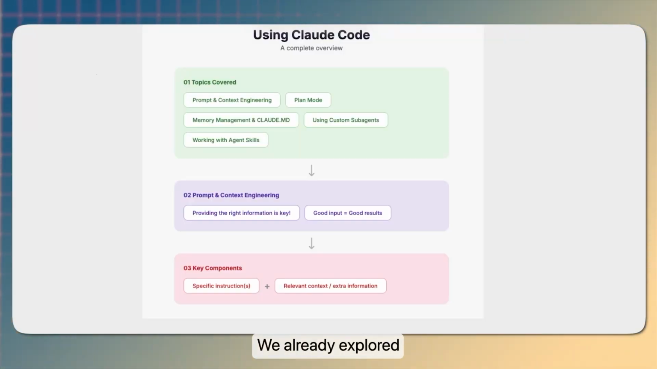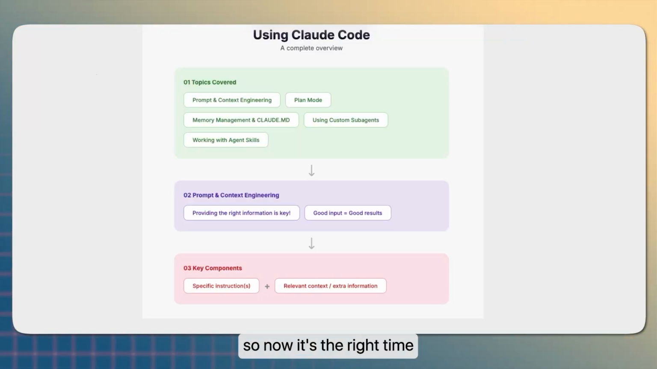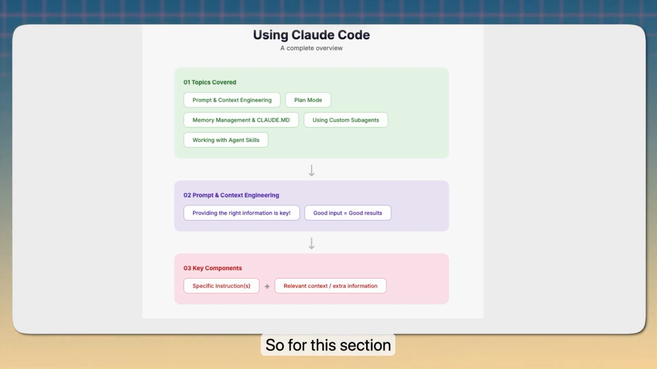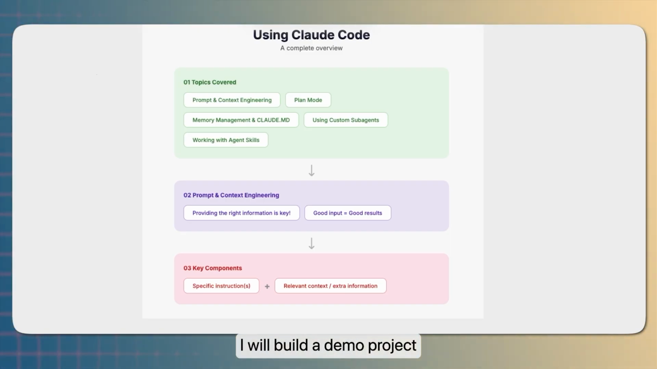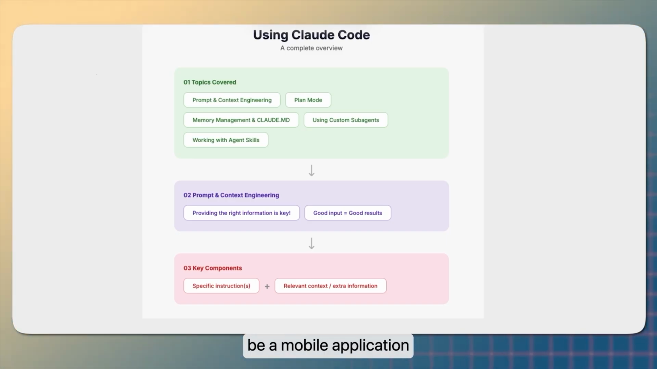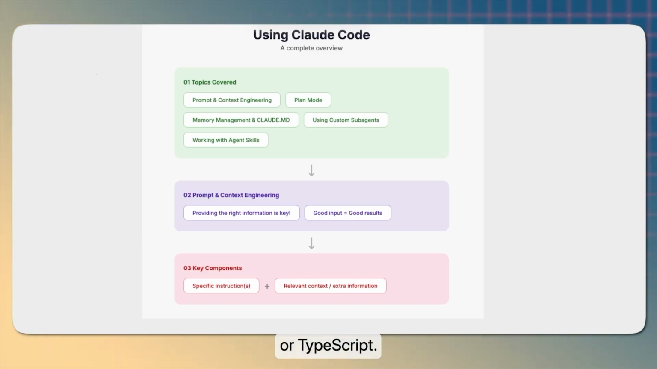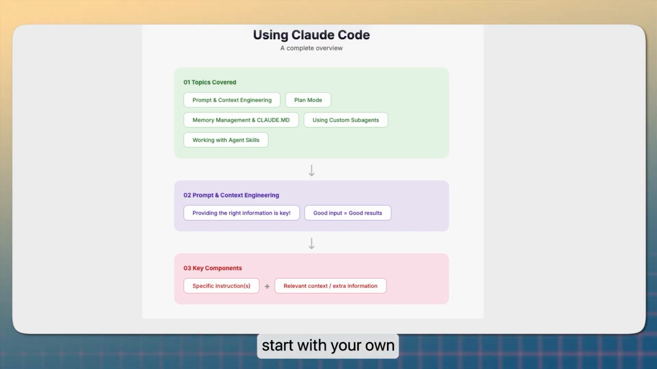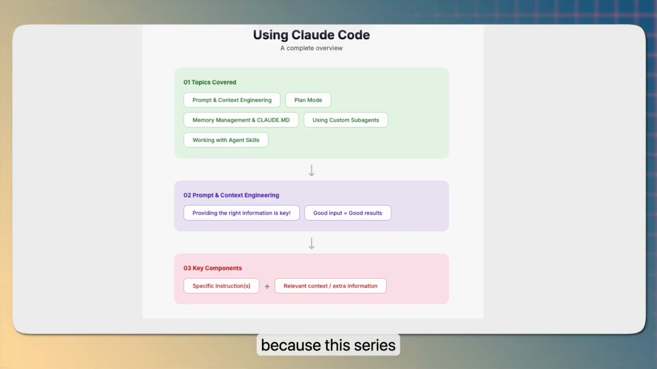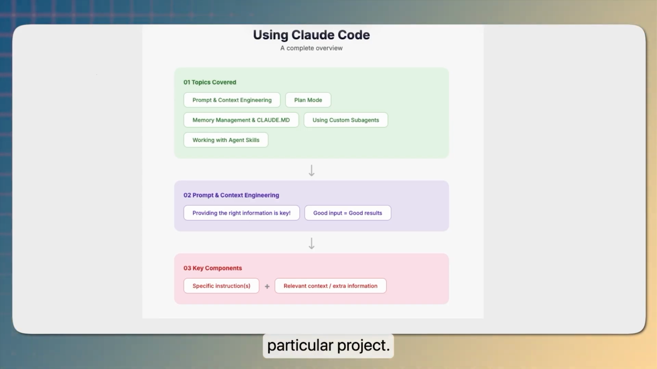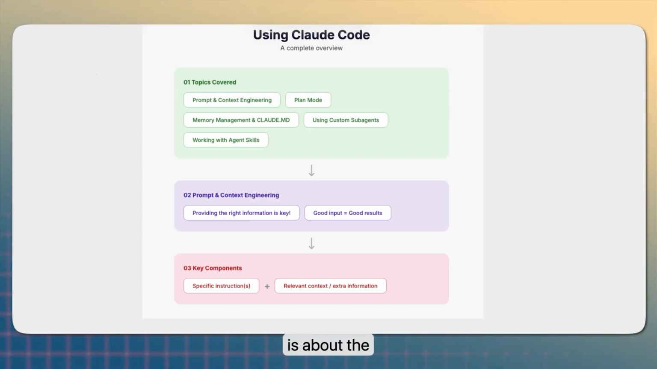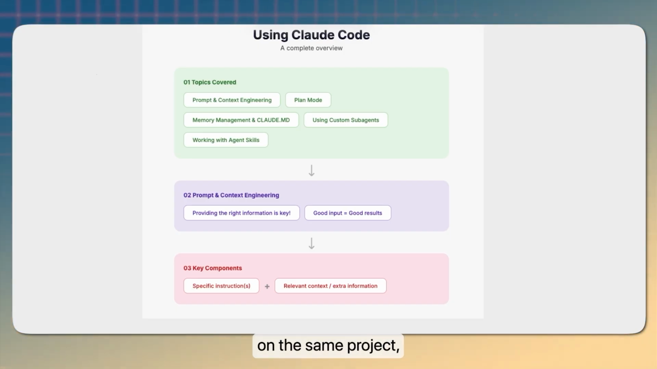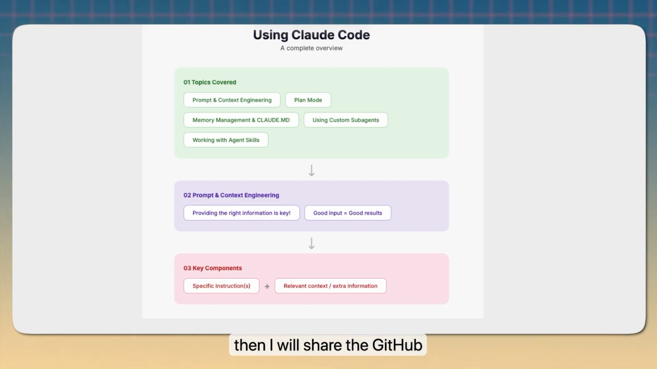We already explored the journal setup in the previous videos. So now it's the right time to actually start using Claude Code. So for this section, I will build a demo project, and it will be a mobile application built with JavaScript or TypeScript. You don't have to follow this exact project. You can start with your own skill language project, because this series is not about this particular project. This series is about the knowledge of Claude Code usage. But if you want to practice on the same project, then I will share the GitHub repo of this project.